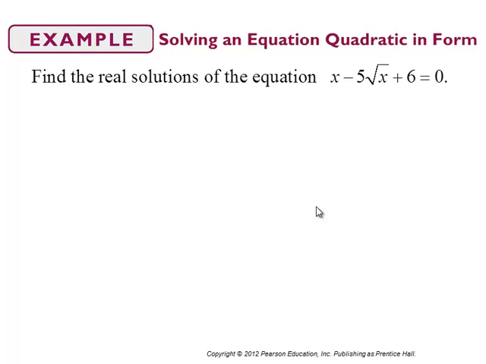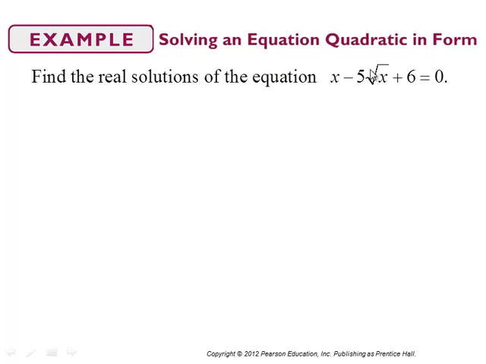Alright, here's another equation. Now you could take this equation, solve for square root of x, by subtracting 6 and subtracting x to the other side of the equation, and then dividing by -5, and then squaring both sides, and so forth. But there's an easier way to solve this.